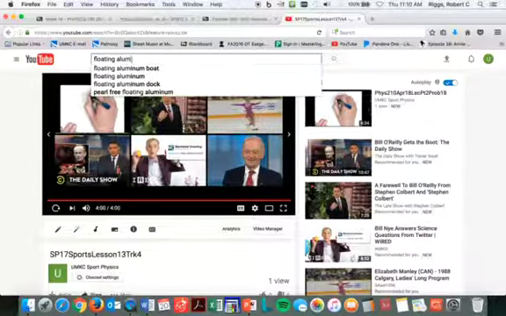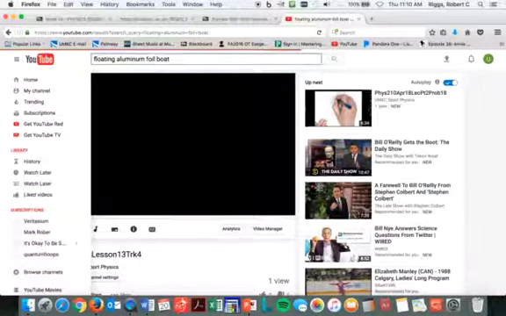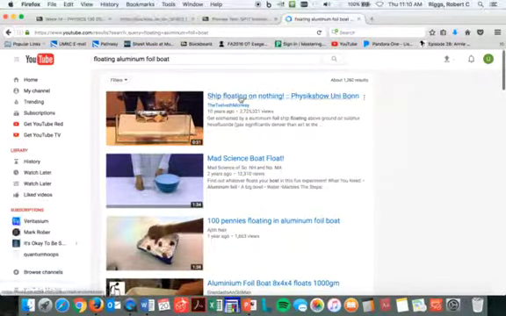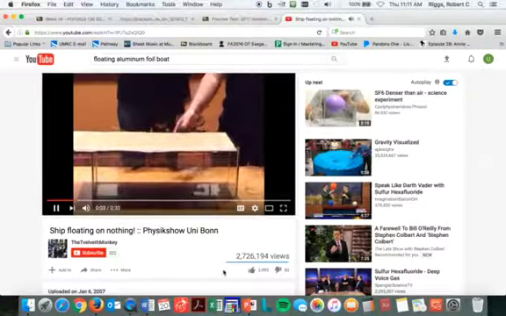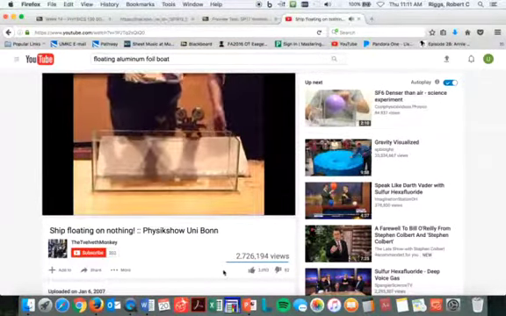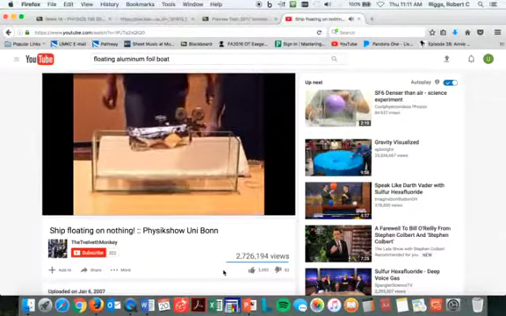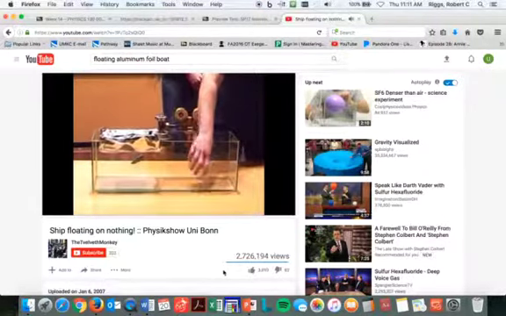Floating aluminum foil boat. Watch this. This is kind of cool. Yeah, here's one, 30 seconds. There's nothing in there. There's nothing in there. What's going on? Is that there? This is kind of funny.